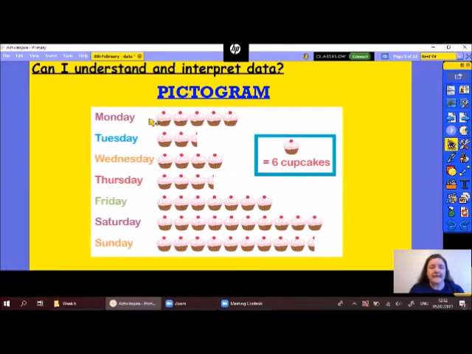So on Monday here, having 5 cupcakes doesn't necessarily mean that the answer is 5, because if we look at the key here, it tells us that each picture represents 6 cupcakes. So that's 6, 6, 6, another 6, and another 6. So what we've got there is 5 times 6. So actually that's 30 cupcakes. So you have to be careful with pictograms.